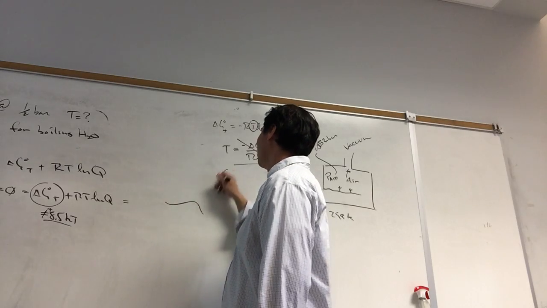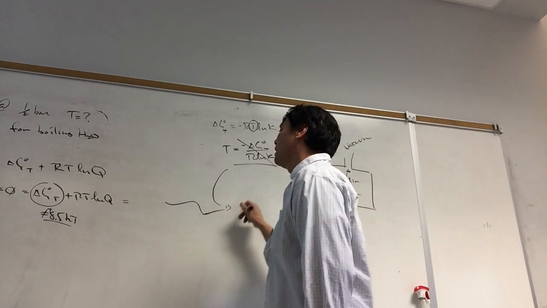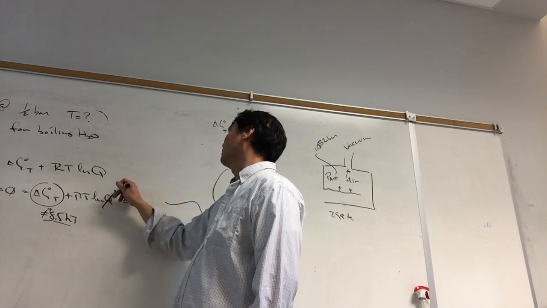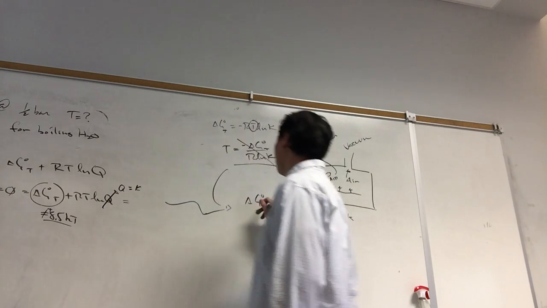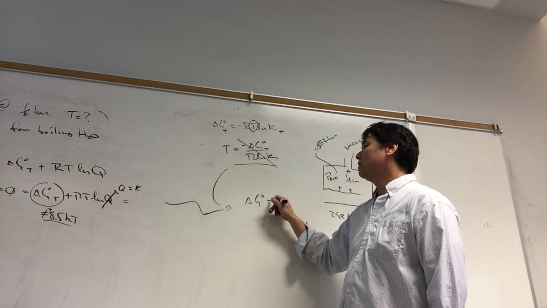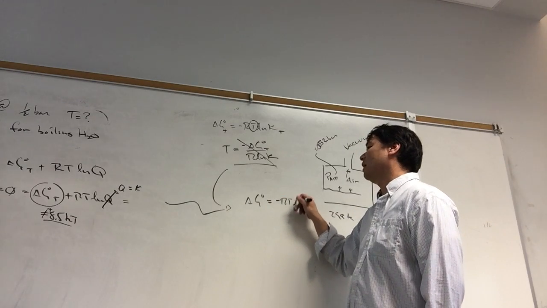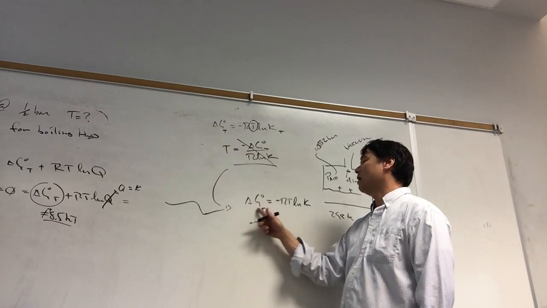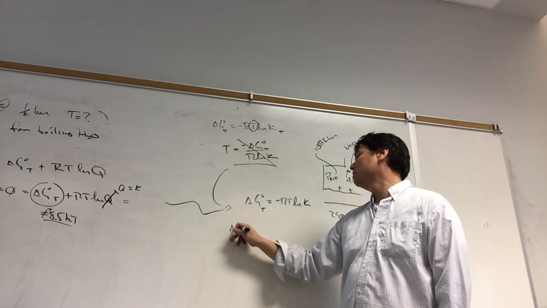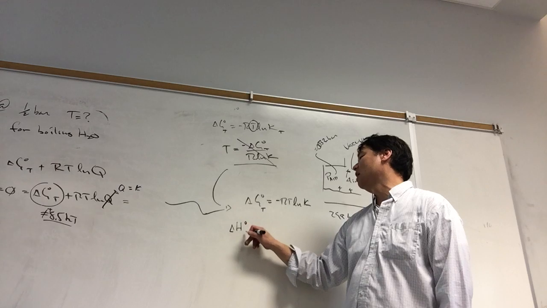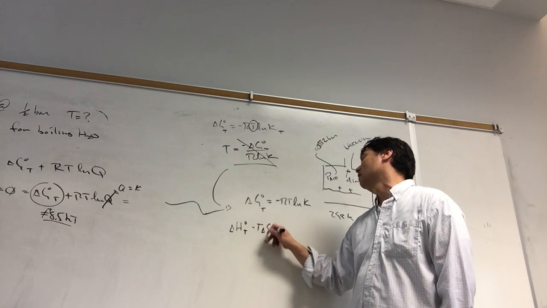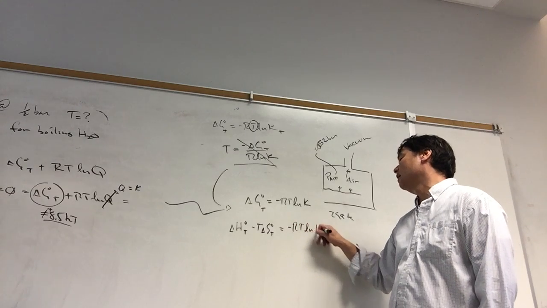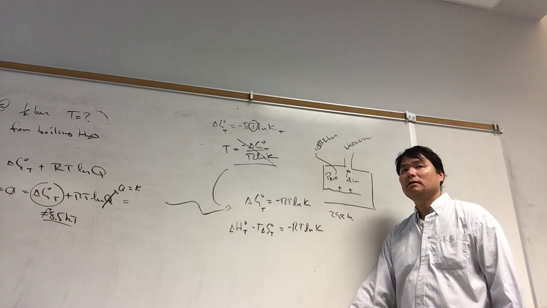Actually, both of these are going to lead to the same thing, because when delta G is equal to 0, Q is equal to K. So delta G naught is equal to minus RT ln of K. But we have this temperature problem. We also know that delta G naught is equal to delta H naught at temperature T minus T delta S naught at temperature T, and this is going to equal minus RT ln of K.